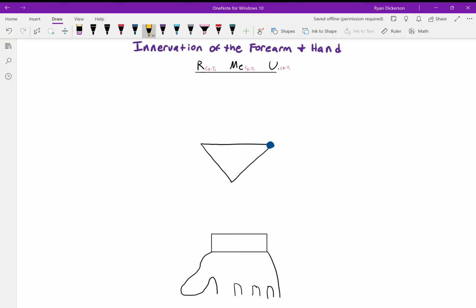Okay, in this video we're going to talk about how we can possibly draw the innervation to the forearm and the hand in a quick and easy manner so that we have this one testing. So I've gone ahead and drawn out a brief diagram here that we're going to work through.